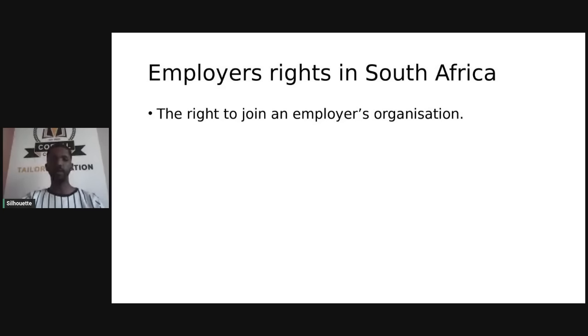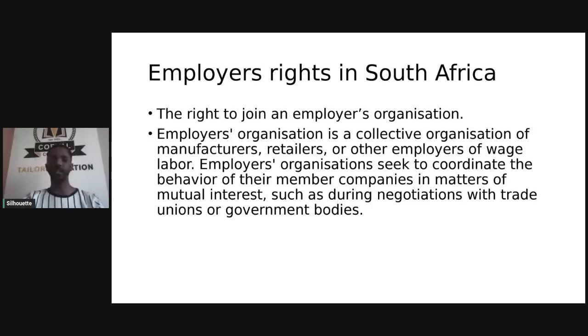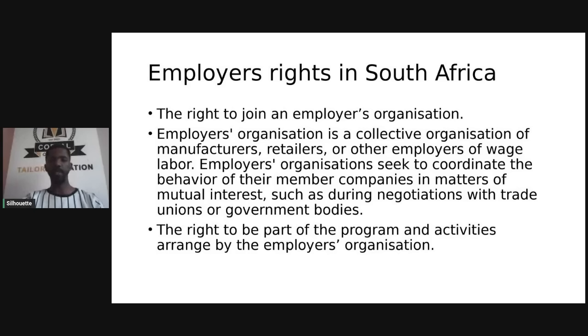And then the employers' rights, they also have rights, are as follows. They have the right to join an employer's organization. An employer's organization is a collective organization such as manufacturers, retailers, and other employers that pay their employees a wage. Employers' organizations seek to coordinate behavior between their member companies in a matter of mutual interest, such as negotiation with trade unions or government bodies. In this case, the government of South Africa or the GNU. They also have a right to partake in programs and activities that are arranged by those employer organizations.